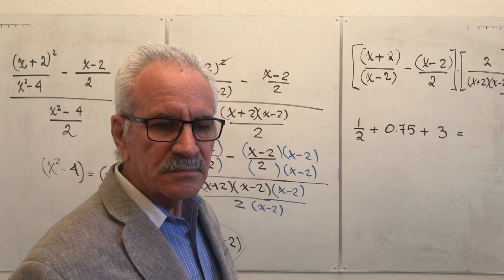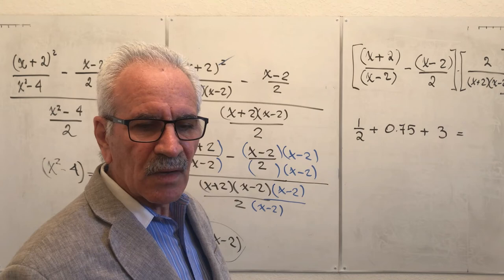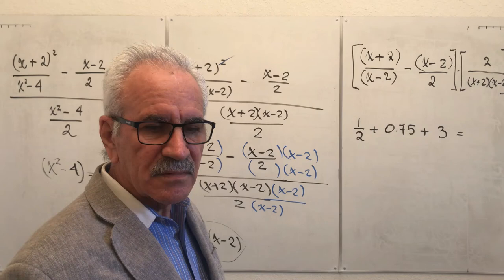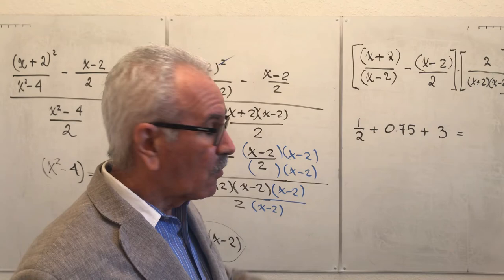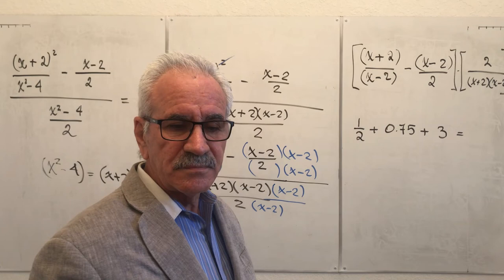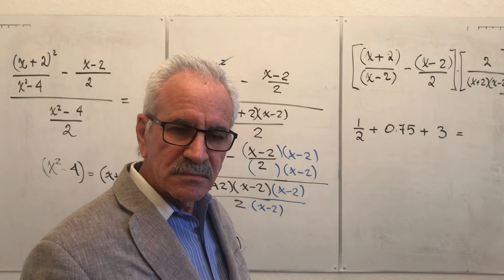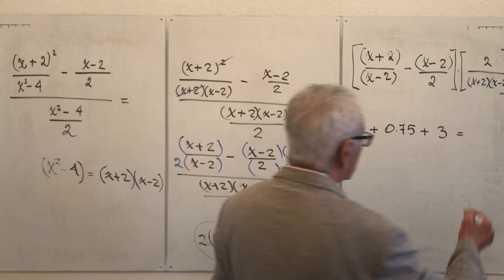What is half? 50 cents, $0.5. What is 75? 75 cents, 3/4. And $3. Tell me the answer. It's very simple.